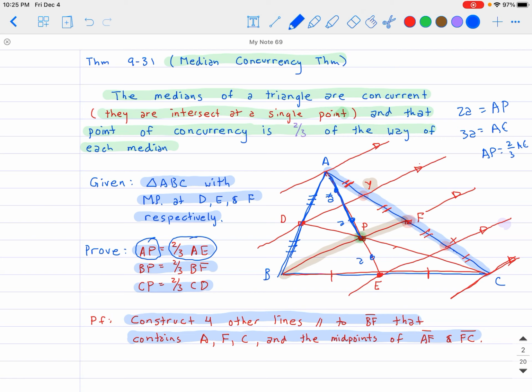And like I said, for the other setup over here, it's going to be the same thing, except we're going to be drawing lines that are parallel to the other medians. But the result is still going to end up the same.